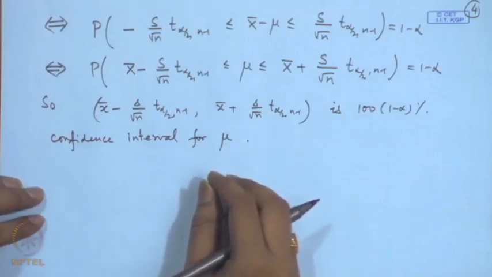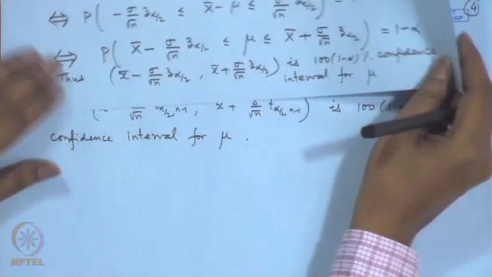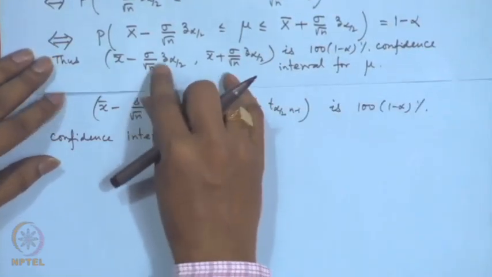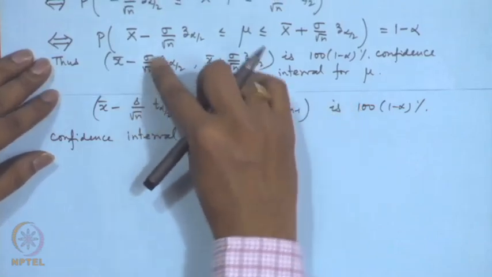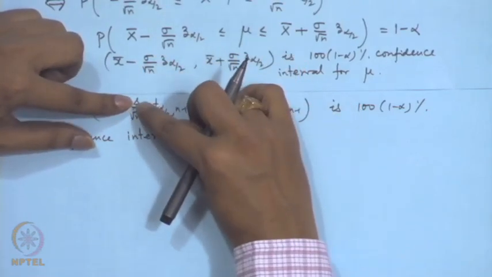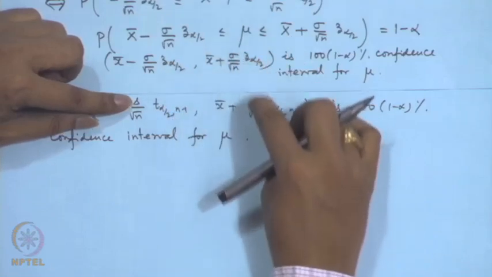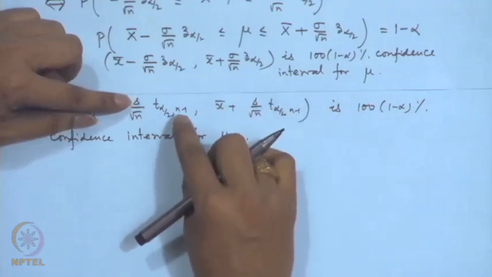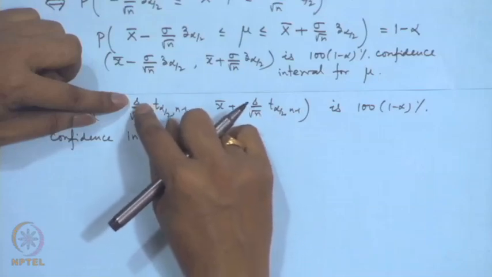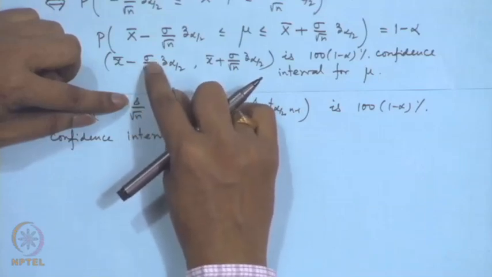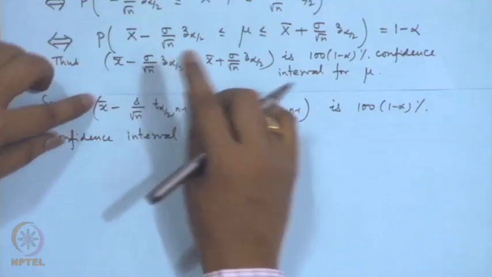Note here the similarity with the known sigma case. In the known sigma case, the confidence interval was x bar minus sigma by root n z alpha by 2 to x bar plus sigma by root n z alpha by 2. In the unknown case, if you look, sigma has been replaced by s and the z value has been replaced by the corresponding t value on n minus 1 degrees of freedom. Of course, when n is large, then z and t values will be almost the same, and also s converges to sigma almost surely, or you can say with probability 1, so these two values will also be almost the same.